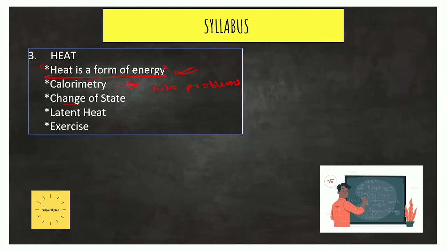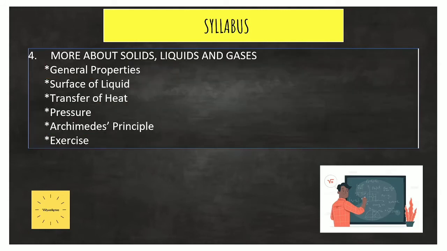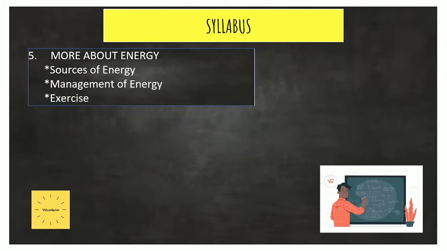Then we will learn about change of state. We will understand this topic, and then we will learn about latent heat. What is latent heat? And we will solve questions on this topic and move on to the next chapter, that is more about solids, liquids and gases.